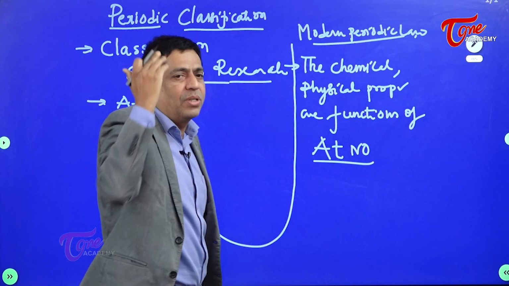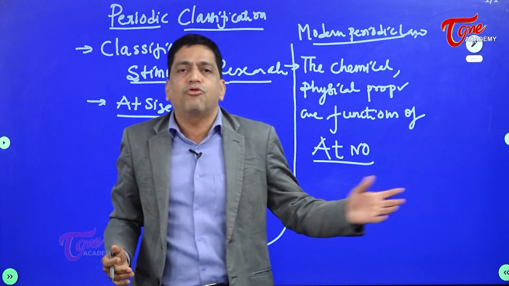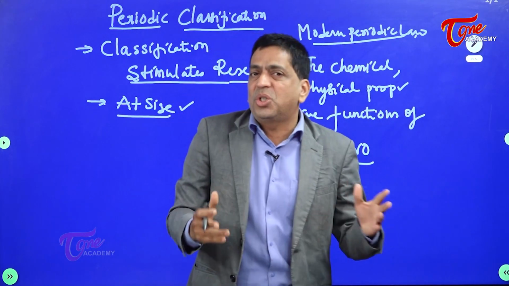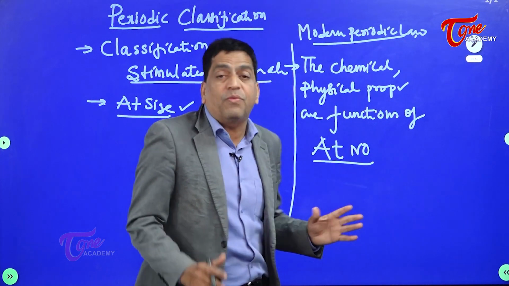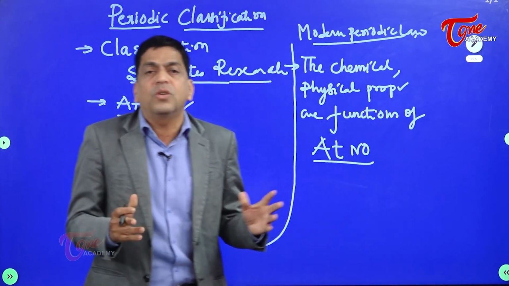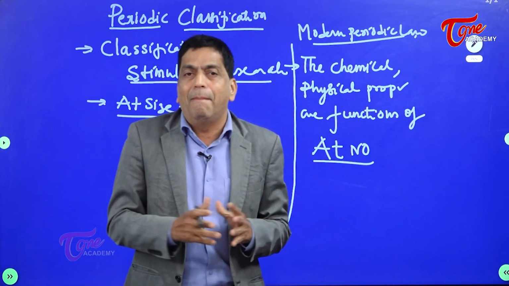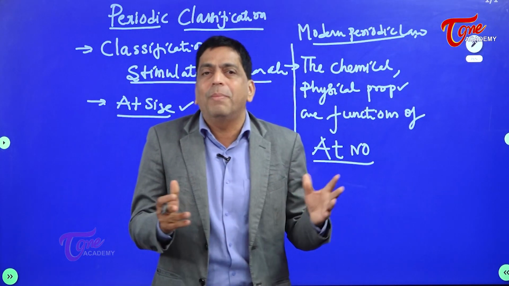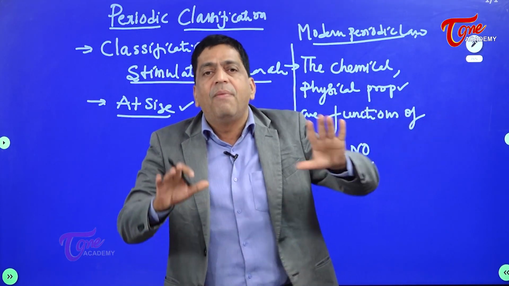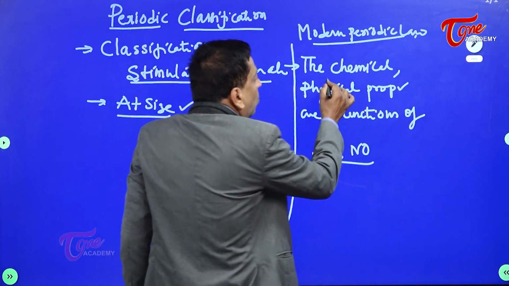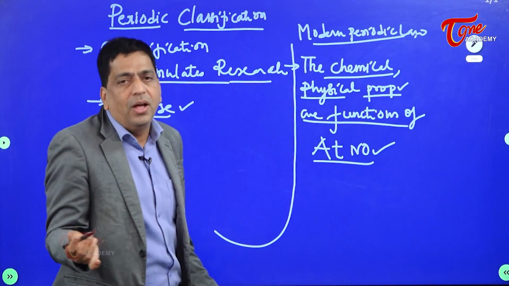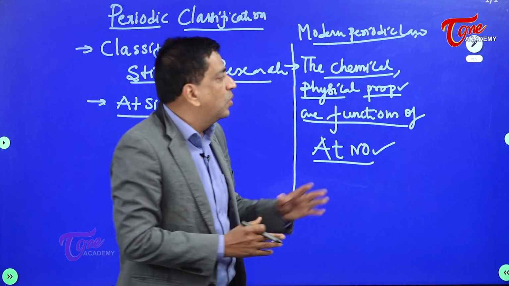There were many attempts earlier. Dobereiner did some triads formulae for classification, and then came Mendeleev. He was telling that the physical and chemical properties are functions of atomic weights rather. So you must understand it's a function of atomic number. It's not about mass number. It's all about atomic number, says the modern periodic table. So forget about Mendeleev and other classifications. The modern periodic law says the chemical and physical properties are functions of what? Atomic number. And this was done by Moseley.